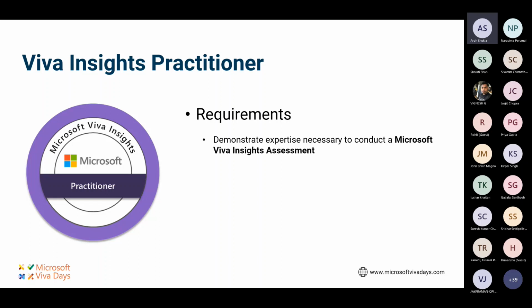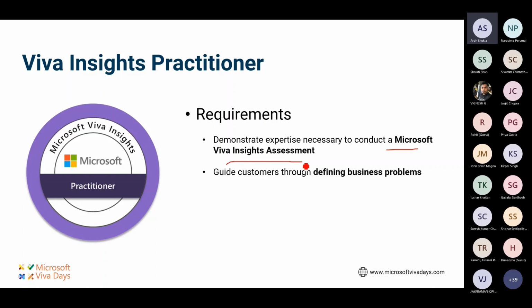The requirements for the practitioner is that you have to show the expertise. Let me share my pen. So what we have to show is that we have to conduct some kind of assignments. Now the assignments are already there, which I showed you just a few minutes ago. But these are the key requirements to be certified as a Viva practitioner.